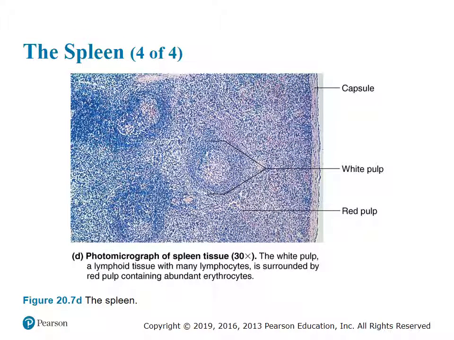This is also the spleen. This is the white pulp area, and it's that circle there, and the red pulp is everything around it, basically.